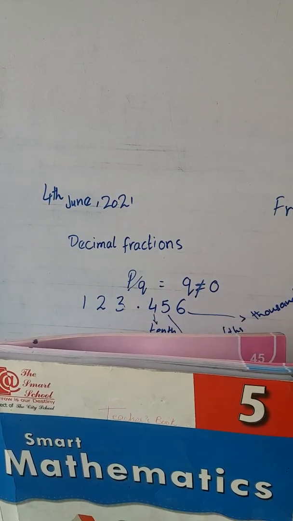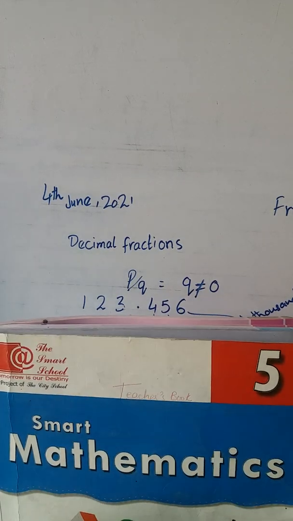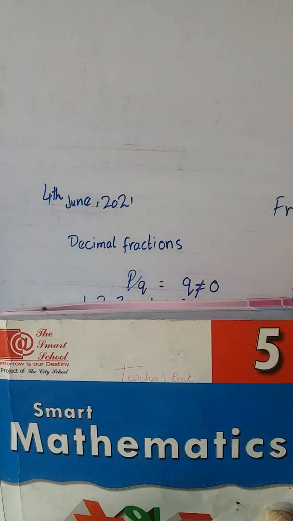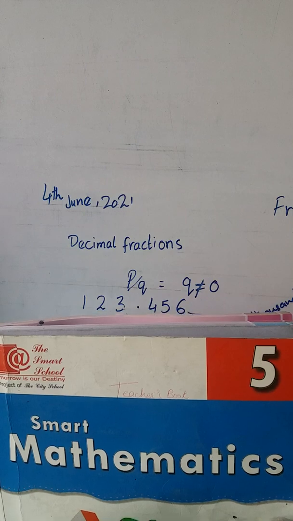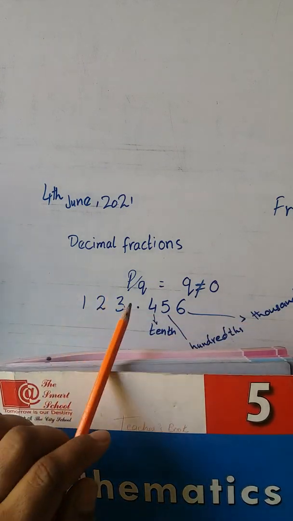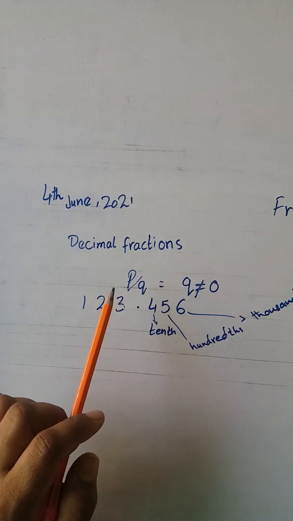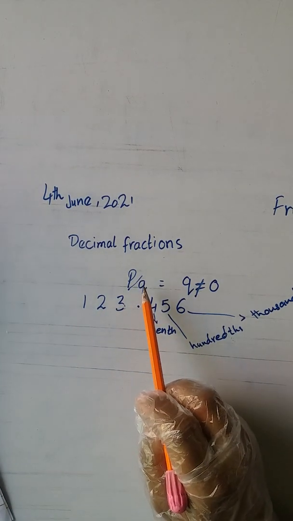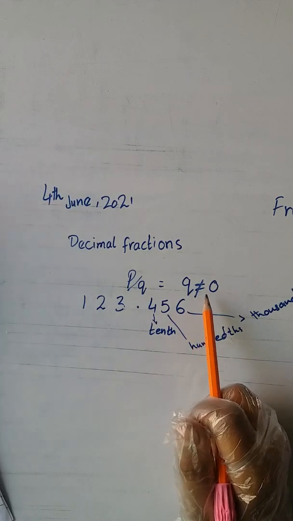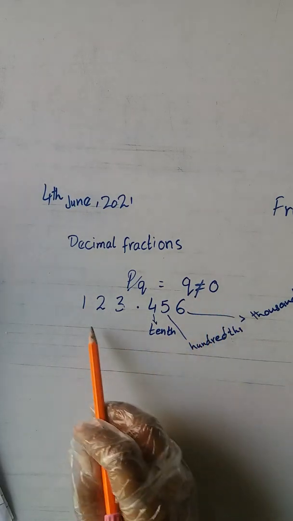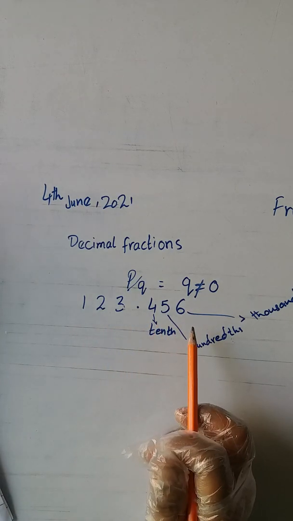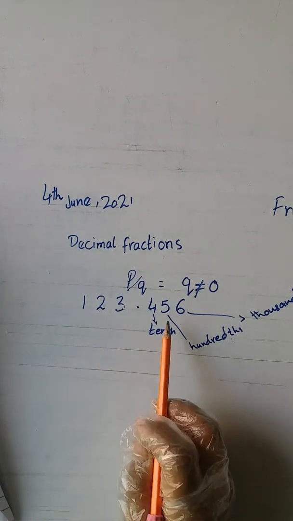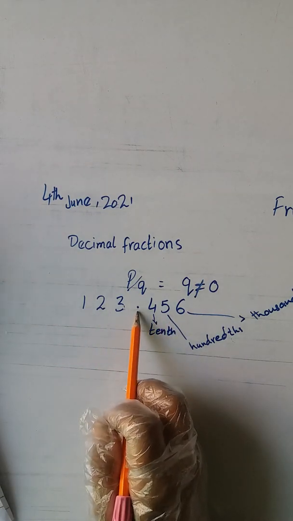Today our topic is decimal fractions. First of all, we will see the difference between fractions and decimal fractions. Both fractions and decimals are just two ways to represent numbers. Fractions are written in the form of p by q, where q is not equal to 0, while in decimals the whole number and the fractional part are connected through a decimal point.